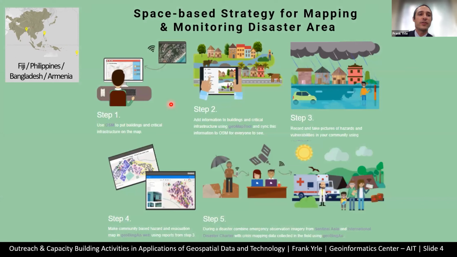Another project, this one was across 4 countries, Fiji, Philippines, Bangladesh, and Armenia. Here we're using space technology for mapping and monitoring disaster areas. So this was very citizen science oriented, especially regarding OpenStreetMap. So we were holding mapathons where people would come and map the infrastructure, like buildings in a given city. And then they would go ahead later and add some ancillary data to those files, like maybe the number of floors in the building or the type of building it was.